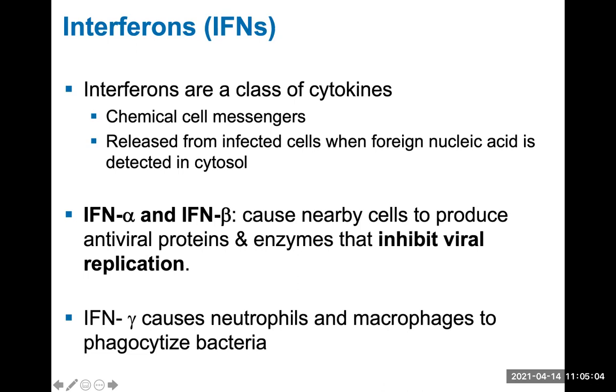Interferon gamma, on the other hand, is for when neutrophils and macrophages need to phagocytize bacteria. So interferon gamma will cause neutrophils and macrophages to increase their phagocytosis, right? Whereas interferon alpha and beta are specifically for antiviral function.